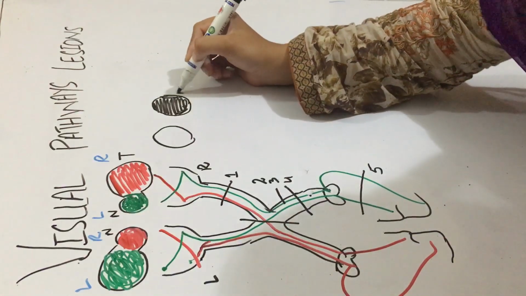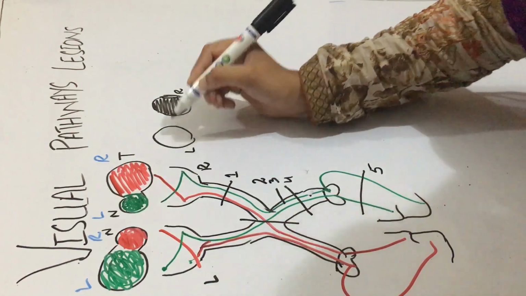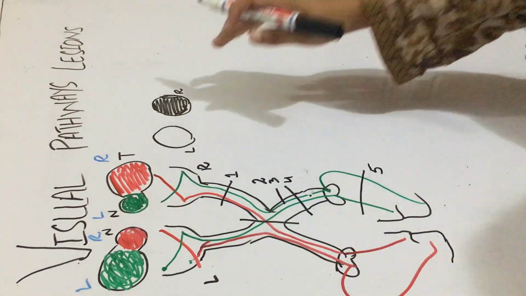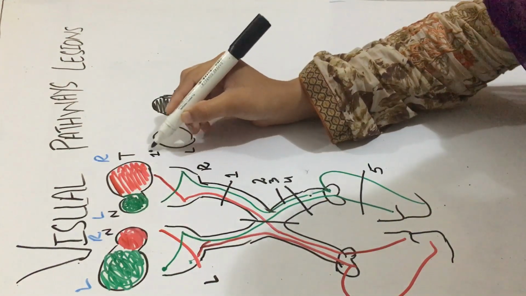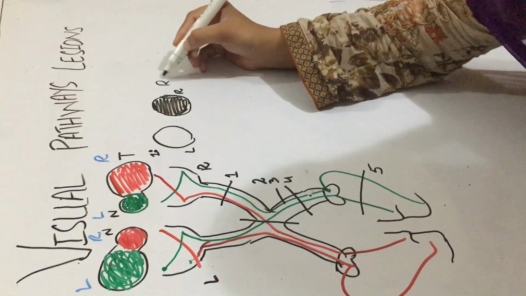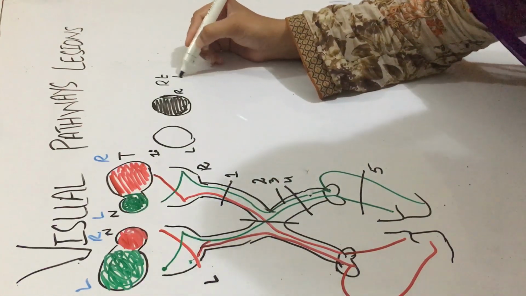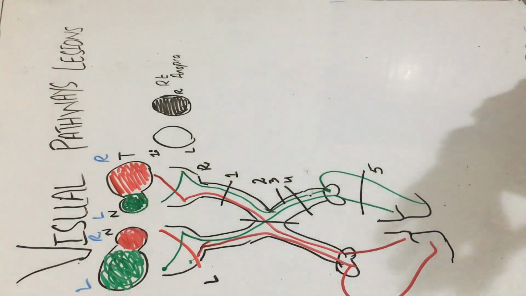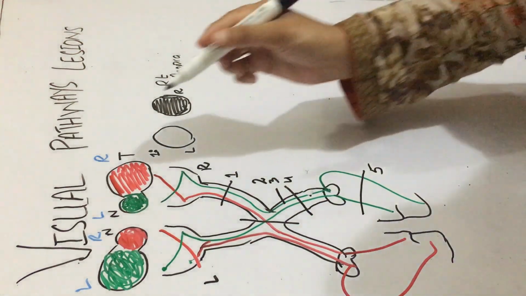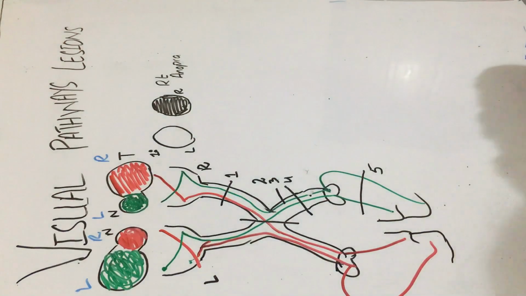Okay, this is actually the right, and this is the left, the visual field of the right eye and the visual field of the left eye, number 1. So there would be right anopia. Okay, right, complete blindness. You cannot see anything in the right field of vision.